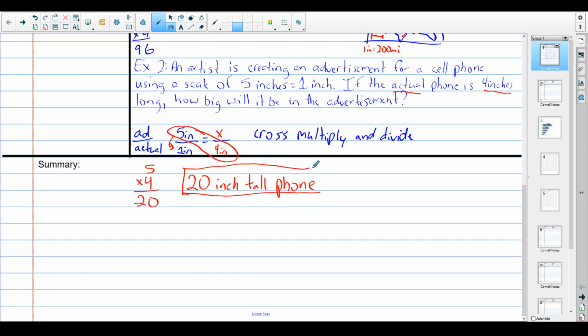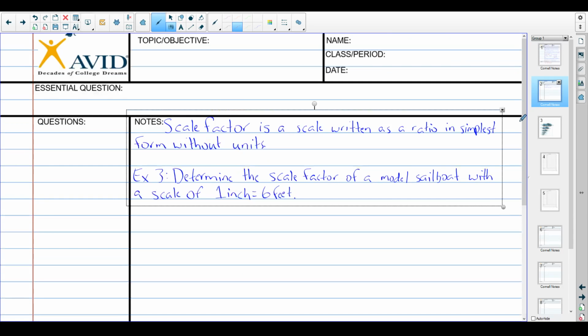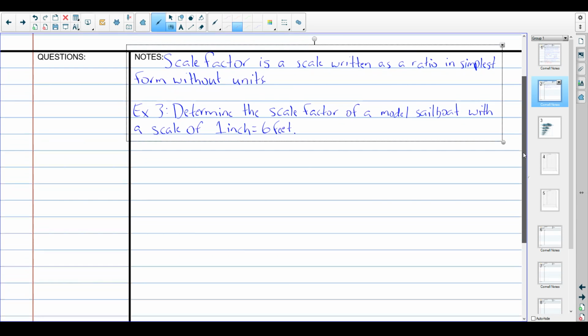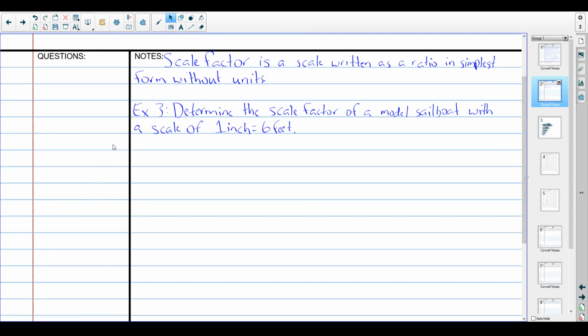Alright, and then one more nice and easy is scale factor, which is the same as scale, basically, except we simplify it as much as we can, and then we don't worry about the units. So we want to make sure that we convert everything to the same units, so that way I don't even have to write it down. We want to end up with just one number.